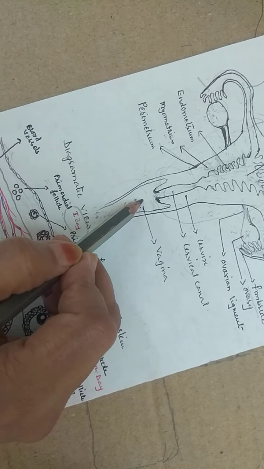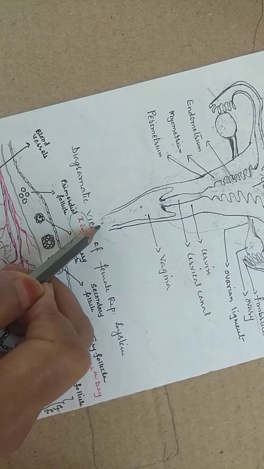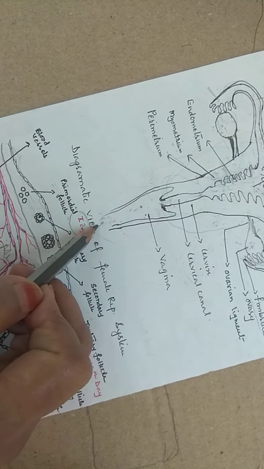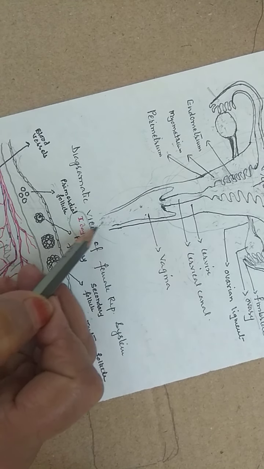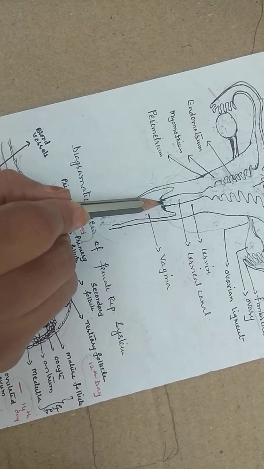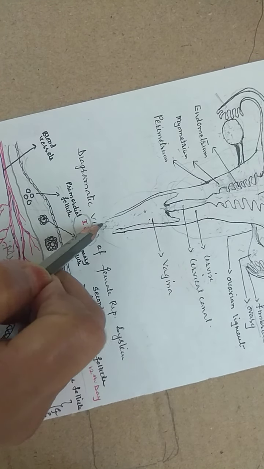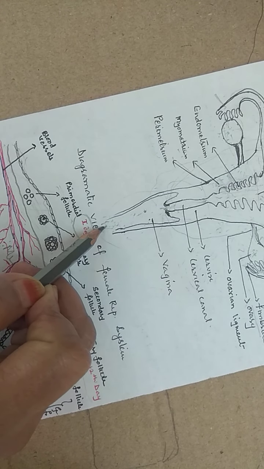See, the cervix opens into the vagina, it has two openings. One is this, and the other one is this side. The length of the vagina is 7 to 9 centimeter. It opens into the outside, the vestibule of vulva. Inside this opening is called as a cervical opening, and here it is vestibule orifice outside.